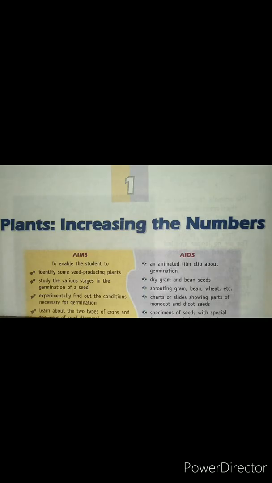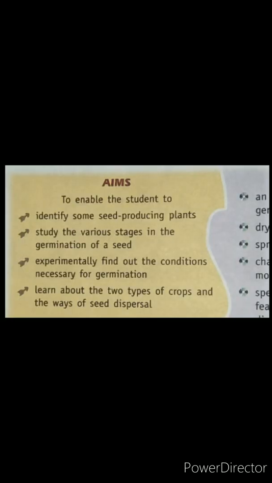Hello everyone. Today we will learn something briefly about the chapter first, that is plants increasing the numbers. So let's see first of all what can be the aims to learn this chapter. To enable the student to identify some seed producing plants, study the various stages in the germination of a seed, experimentally find out the conditions necessary for germination, learn about the two types of crops and the ways of seed dispersal. Okay, so these are the four aims that we need to focus on.